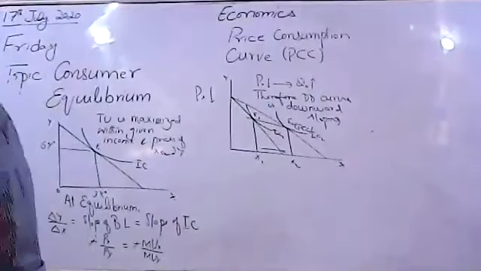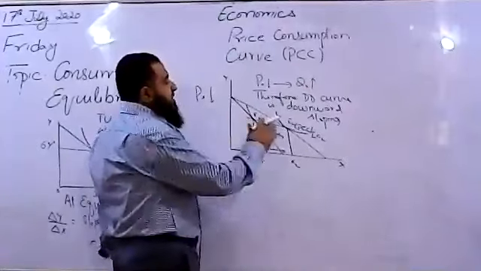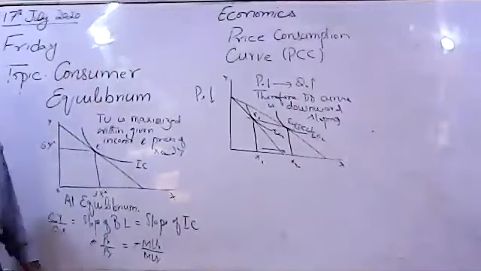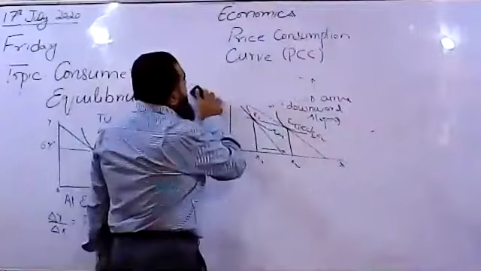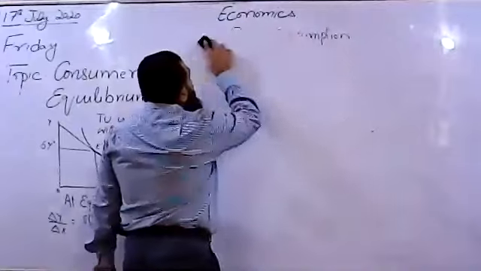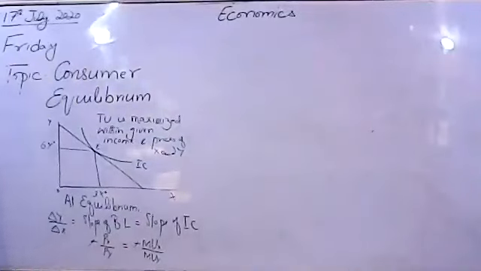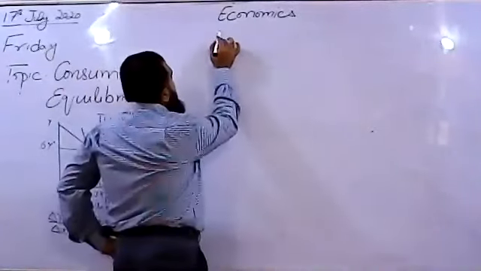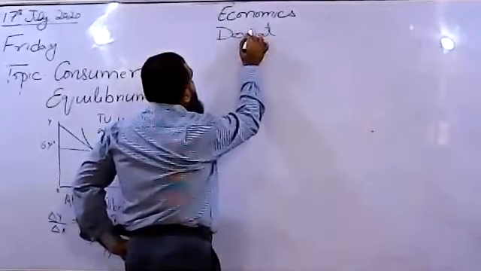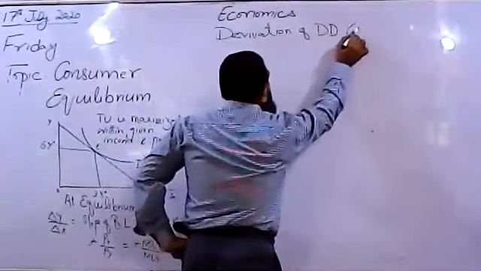Today I am talking about how the consumption pattern changes due to changes in income and due to changes in the prices of one or two goods. Now I'm going to derive the demand curve out of these diagrams. Now I write over here: derivation of the demand curve from this consumer analysis of indifference curve and budget line.